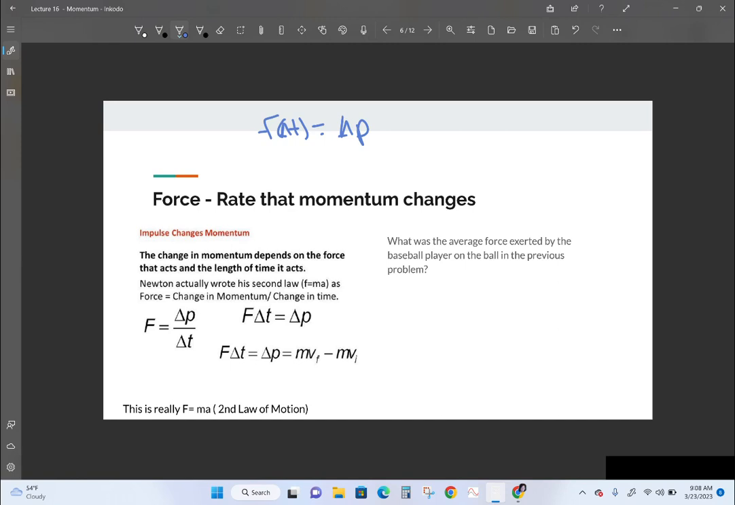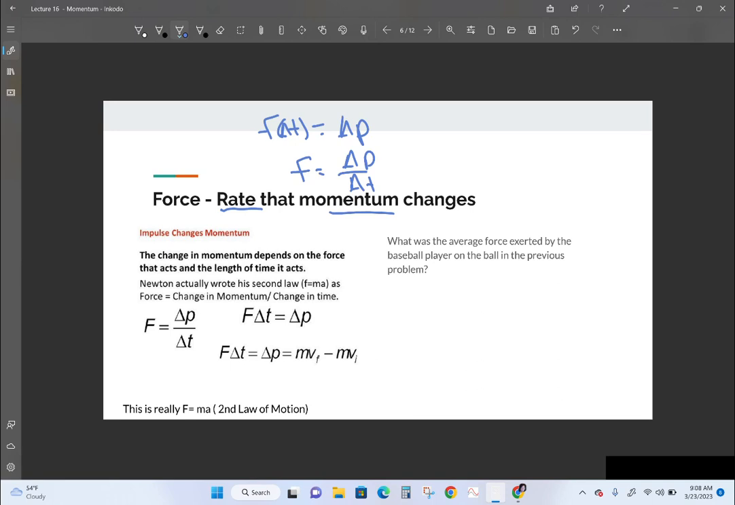And if I solve for force, it is equal to delta P all over delta T, which means that it's the rate that momentum changes. So impulse is the change in momentum, but force is the rate that it changes at. Is this related to our F equals ma equation? Yes, it is. So let's take a look at that.